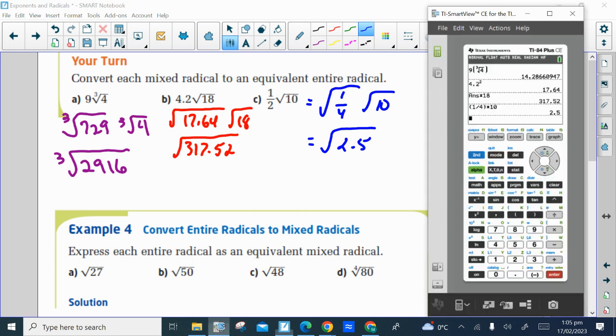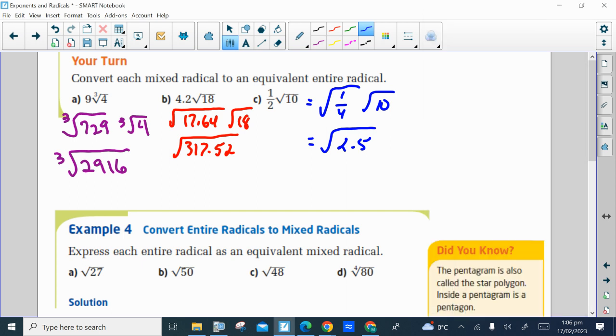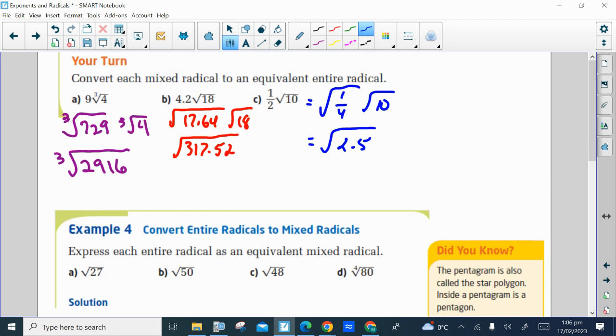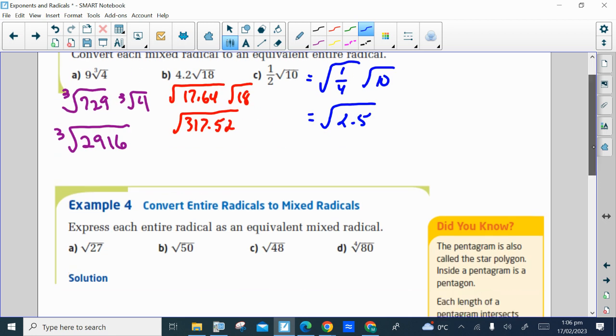And again, we can check that. If we take 1/2 or 0.5 times the root of 10, it's that decimal. Well, that should be equal to the root of the answer we got, 2.5. Same decimal. So it checks. Right? So we took a mixed radical, wrote it as an entire.